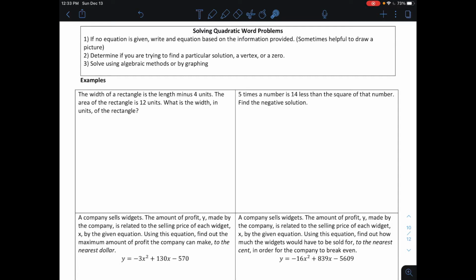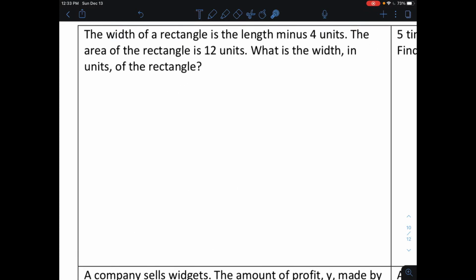Then if you're working with a quadratic application, more times than not you're trying to find a vertex or a zero, so you just try to get an idea of what it is you're actually looking for. And then we can solve by using algebra or graphing, depending on the kind of problem. So let's look at this first question.